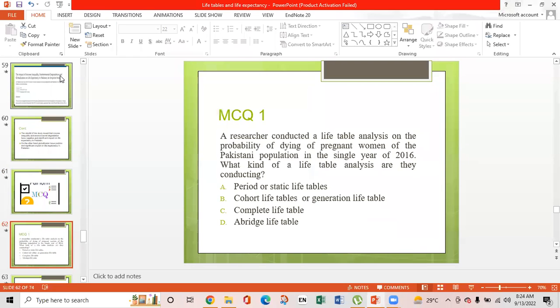Now coming towards the MCQs. First MCQ is, a researcher conducted a life table analysis on the probability of dying of pregnant women of the Pakistani population in a single year of 2006. What kind of life table analysis are they conducting? Option A, period or static life table. Option B, cohort life table or generation life table. Option C, complete life table. And option D, average life table.